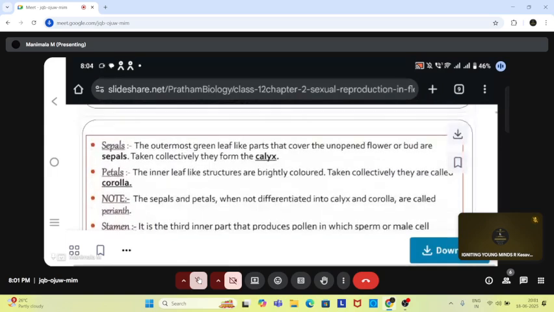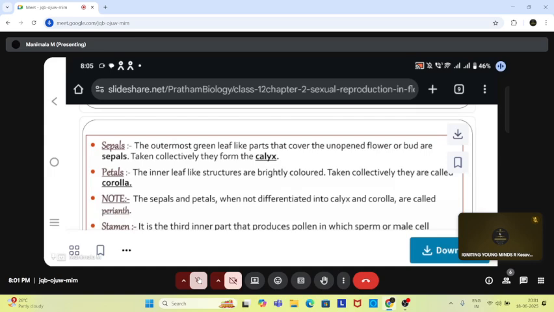And what are the non-essential parts of the plant? Sepals and petals. We have two parts: one is the sepals and another one is the petals. The sepals are the outermost layer of the flower. They are also known as calyx.